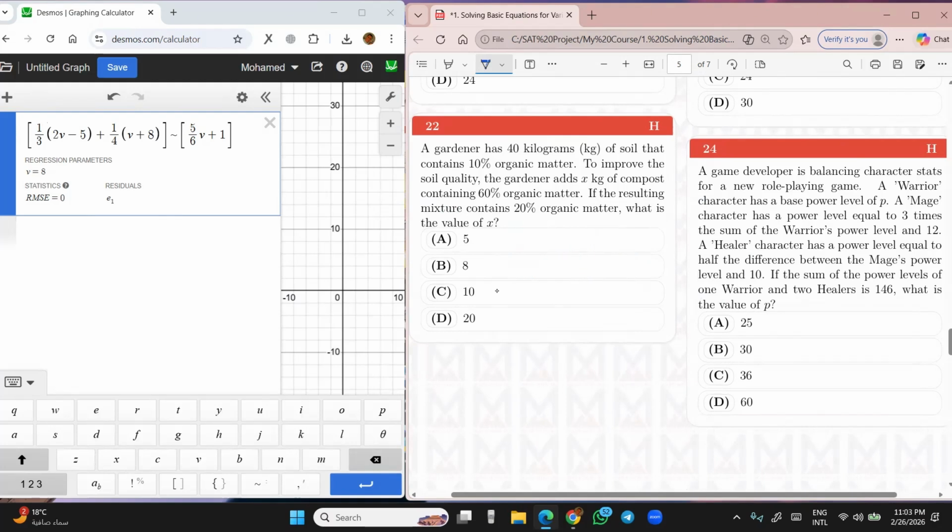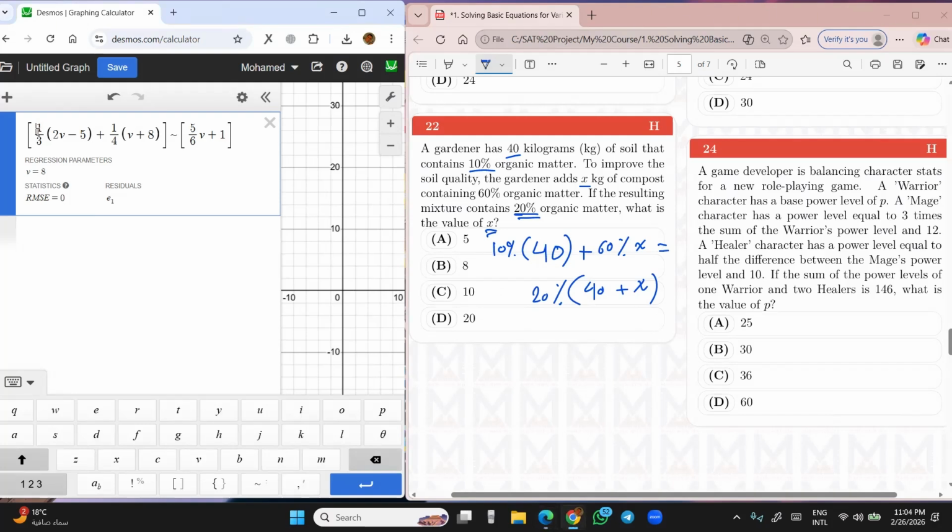So let's talk about the first amount. First amount is 40 kilograms. And this has a concentration of the organic matter, which is 10%. So just write 10% of the 40. And then the second part of this is X kilograms, which has a concentration of 60%. So 60% of X. And then this gives us the mixture which contains 40 plus X, but the percentage of concentration is 20%. And then we get the value of X by writing this on Desmos.